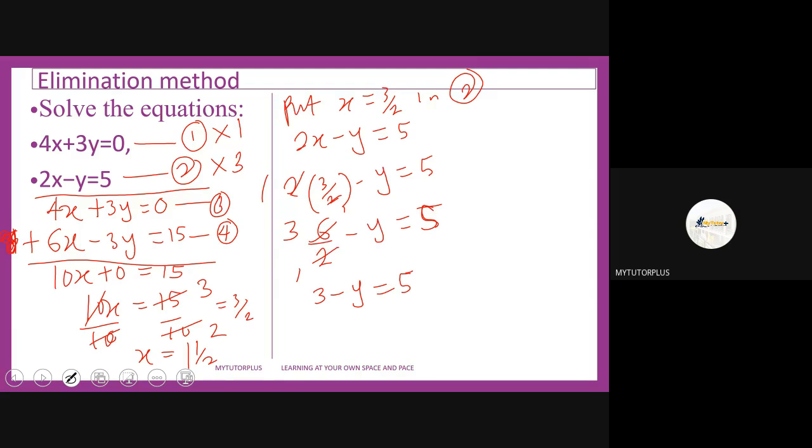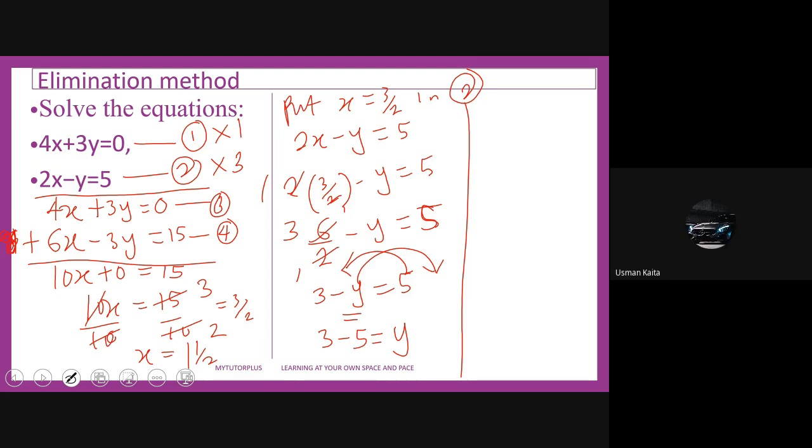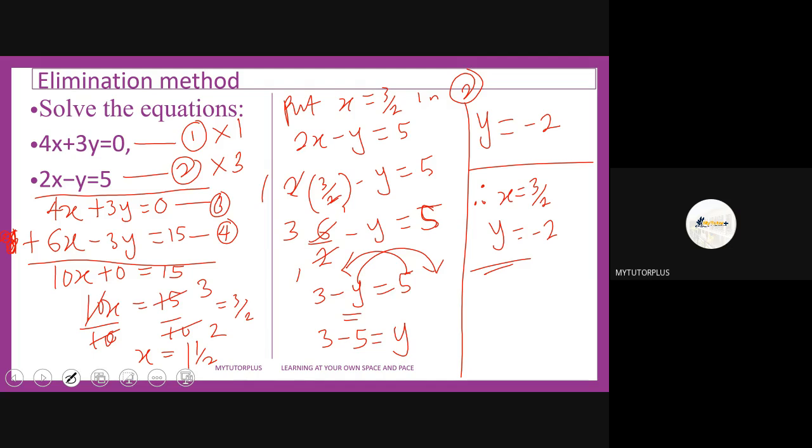Just like we did in one of the previous questions, your next step is supposed to be what now? Since y has a negative sign, take y to this side so that we can change the negative sign to positive, then move 5 to the left-hand side. That will simply give us 3 minus 5 equals to, this is minus y initially, take it to the other side, turn to ordinary y. Do you get that? Yes. 3 minus 5 will give us what now? y equals to minus 2. So we can conclude now that x equals 3 over 2 and y equals minus 2. And that is how to solve this particular problem.